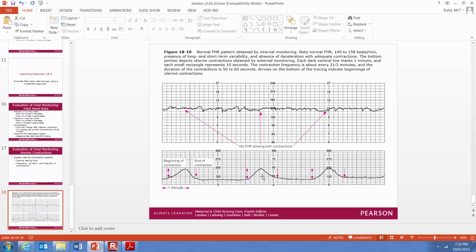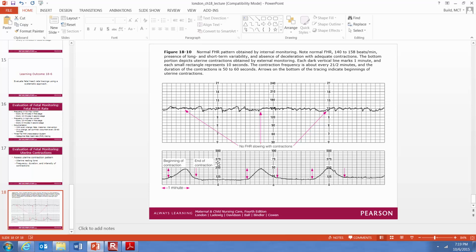Down below here is our uterine contraction tracing, okay? Uterine contractions look like these big hills. That's a uterine contraction. This right here, this straight line across, that's a resting uterine tone, okay? When it's resting, it's not always 0. There is still tone in a muscle, even though it's not contracting, okay? We want that to be soft.